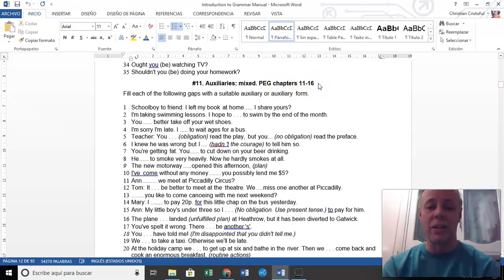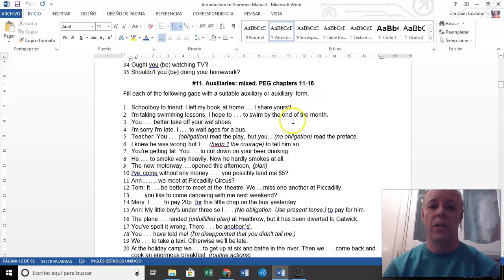exercise 11. In your workbook, exercise 11. It says auxiliaries mixed. And then it says PEG. Can you see PEG? Chapters 11 to 16. This refers to the explanation textbook. Chapters 11 to 16 cover everything regarding auxiliary verbs.